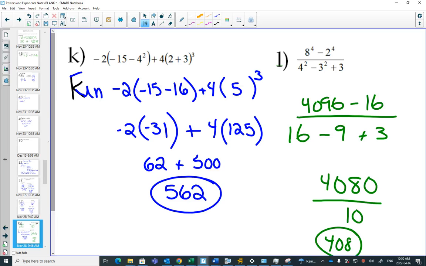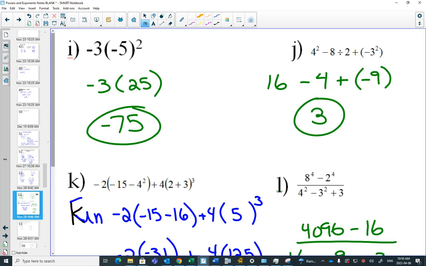Is that the last one? Oh, we'll leave the error identifying for tomorrow.